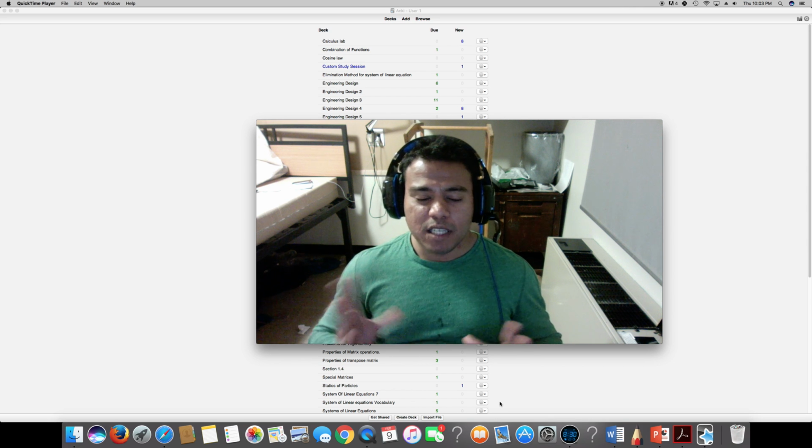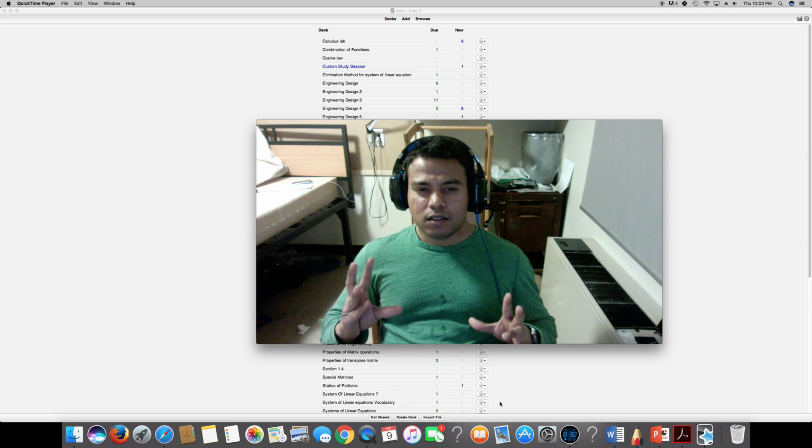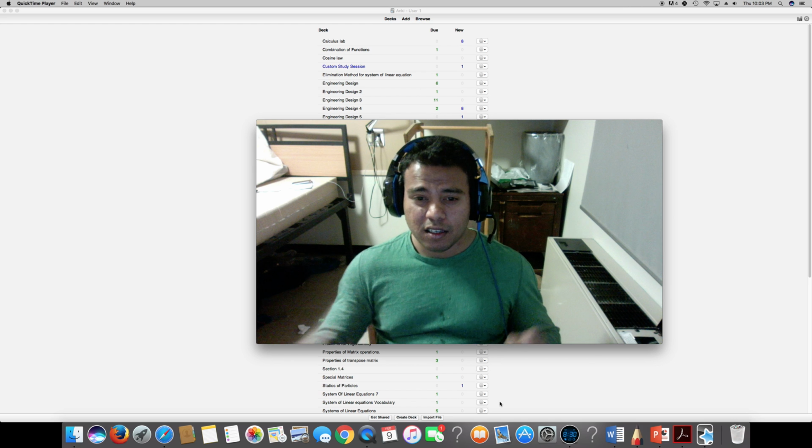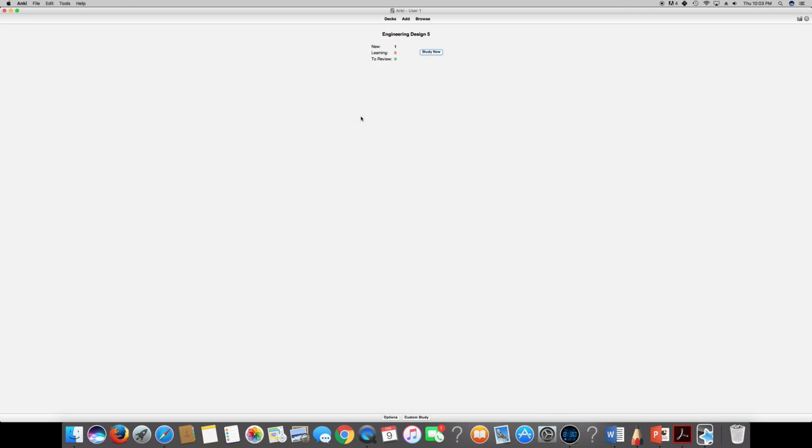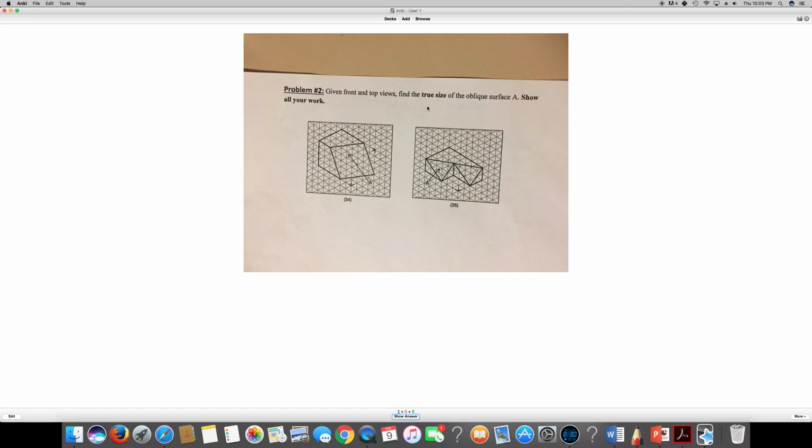I have some amazing things to do from engineering design. So let's say I have an amazing question from that. The question is saying, given the front and top views, find the true size of the oblique surfaces and show your work. So they are asking you to draw the front and top views. Let's see how to draw it.